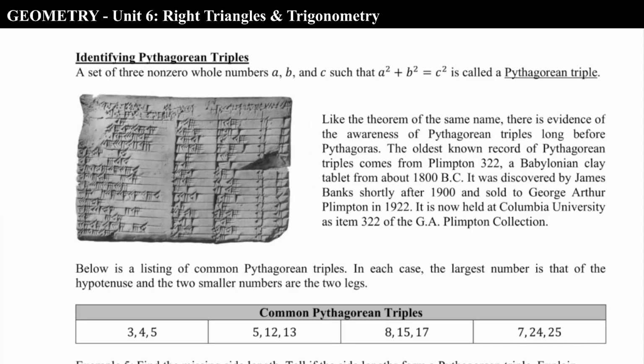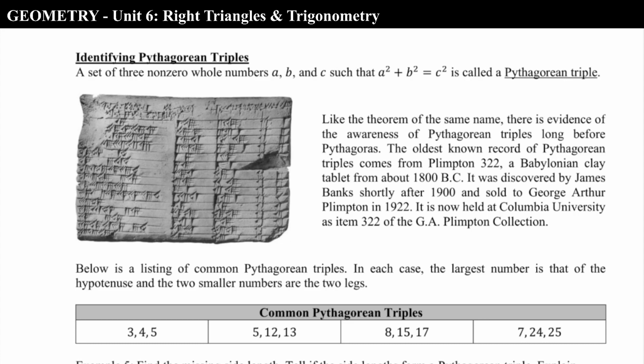So now that we have talked about the Pythagorean theorem, let's talk about identifying Pythagorean triples. A set of 3 non-zero whole numbers, a, b, and c, such that a squared plus b squared equals c squared, is called a Pythagorean triple. In other words, all 3 side lengths of your right triangle are whole numbers. Your 2 legs and your hypotenuse are all going to be whole numbers.